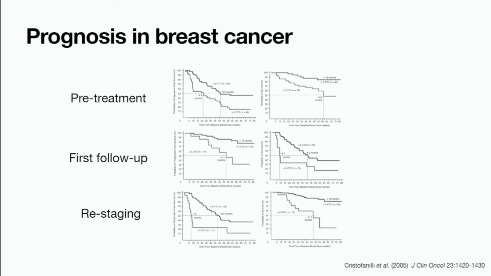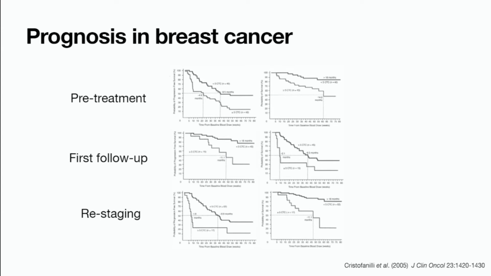And you can do the same thing at first follow-up. So after patients had their first round of therapy, you can measure circulating tumor cells again. And again, patients who have fewer than 5 circulating tumor cells had improved prognosis, these ones over here. And patients with more than 5 circulating tumor cells had a worse prognosis.